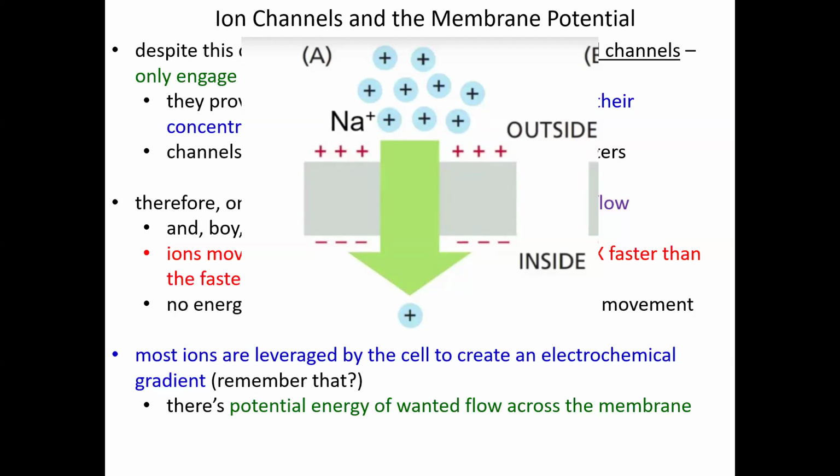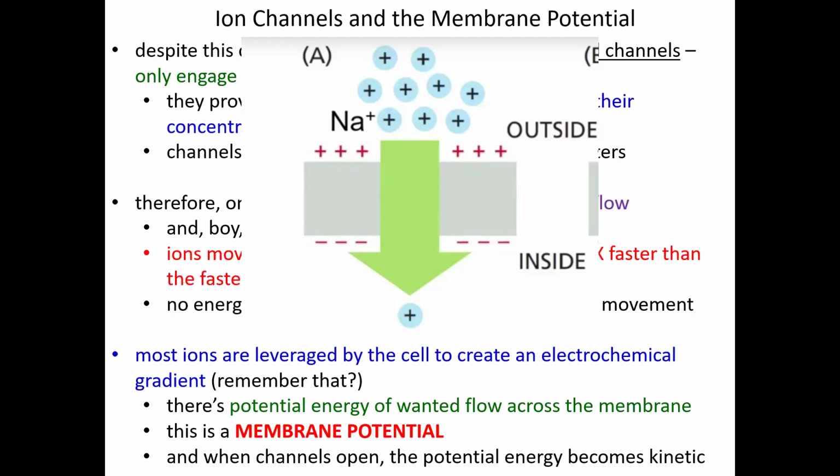It can't passively diffuse because sodium is charged and we have the lipid bilayer. But if we give sodium a channel, again, boy, oh boy, will it flow. And that potential energy will become kinetic. So this pent up wanted energy of flow that sodium is exhibiting here, this potential energy, is referred to as a membrane potential because it's potential energy across a cellular membrane. And when the channel opens, that potential energy becomes kinetic, becomes energy of motion because the ions are in motion.